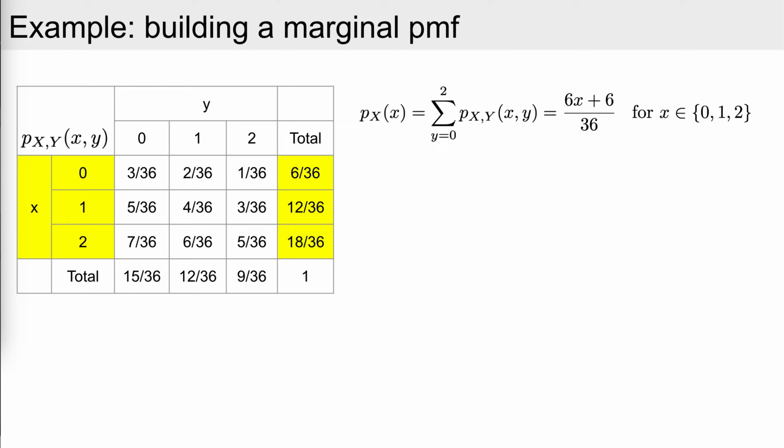Similarly, we can prove that the PMF for x alone is (6x plus 6) divided by 36, which only depends upon x. Now I encourage you to pause your video to confirm this result.